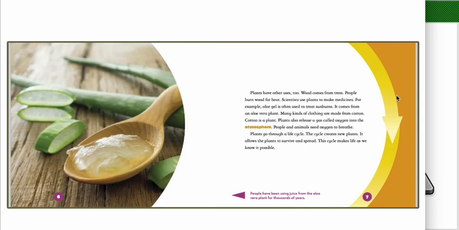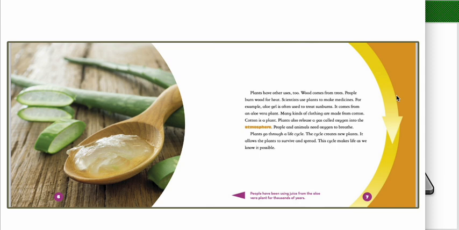Plants have other uses too. Wood comes from trees. People burn wood for heat. Scientists use plants to make medicines. For example, aloe gel is used to treat sunburns. It comes from an aloe vera plant. Many kinds of clothing are made from cotton. Cotton is a plant. Plants also release a gas called oxygen into the atmosphere. People and animals need oxygen to breathe.